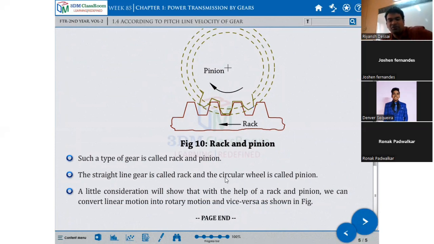A little consideration will show that with the help of the rack and pinion, we convert linear motion into rotary motion and vice versa, as shown in the figure. This rack and pinion means that the rack has an infinite radius. There is no radius for it. It can be any length. It drives the wheel system.